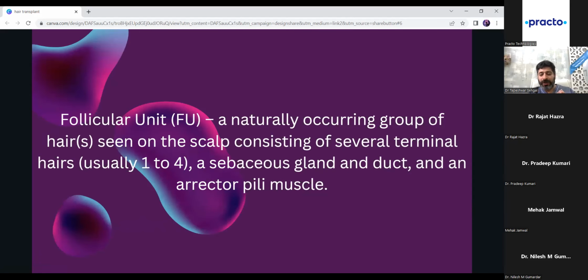Let us look at the difference between a follicle and a follicular unit, because we'll be talking a lot about follicular units in our practice. It is a naturally occurring group of hair seen on the scalp. Every follicle means a single hair, but in a follicular unit, sometimes the hairs are so close together that when we extract it, we extract 2 to 3 and up to 4. Although the majority are 2 to 3, some are single and some are up to 4. It also contains the sebaceous gland duct and the erector pili muscle.